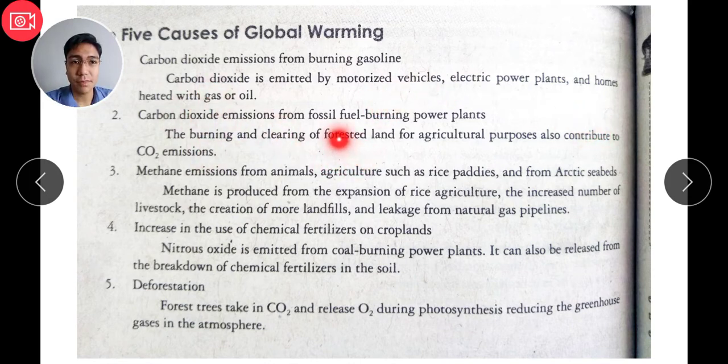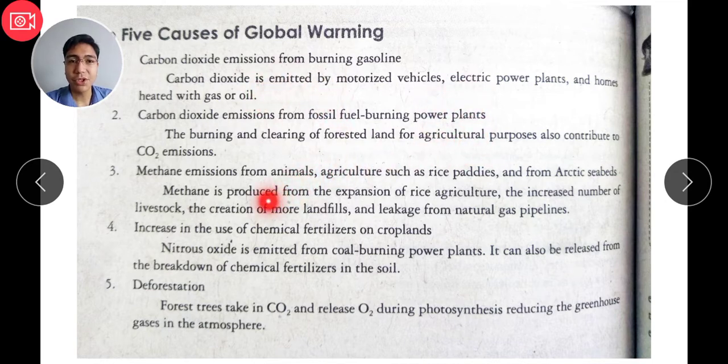Ano pa? The fossil fuel burning power plants. So they also contribute to the carbon dioxide emission, as well as the clearing of the forested area para sa agricultural purposes. Okay, nag-emit ng carbon dioxide yan.